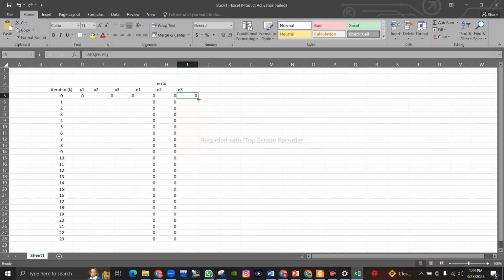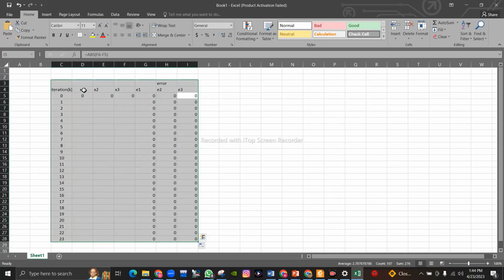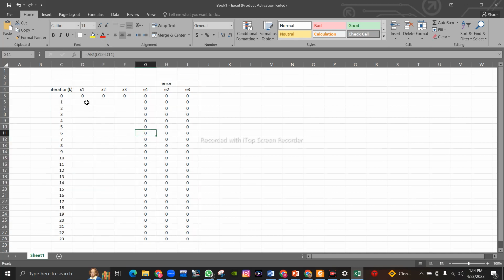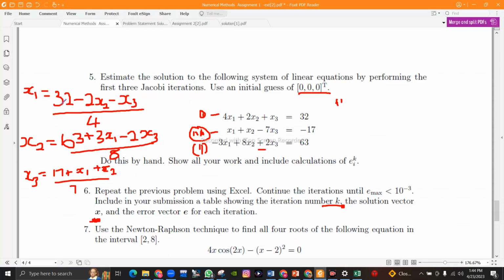I've calculated all the errors, and I center everything in the middle. Good. So now, how do we get our new x1? What are we going to do to get this new x1? What we used to do is 32 minus 2x2 minus x3, over 4. So that's what we want to do here now.